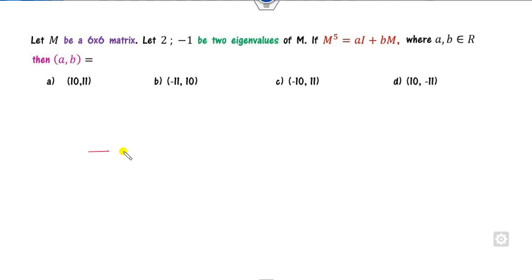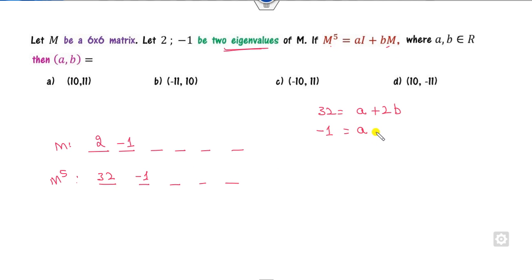Okay, M has 6 eigenvalues, 2 and minus 1 are the 2 eigenvalues. Then which of the following are there? If these are the eigenvalues of M, what are the eigenvalues of M raised to power 5? 32, minus 1, and so on. So I can substitute here. 32, A, B has the eigenvalue 2B. When it is minus 1, A plus B has the eigenvalue minus 1.